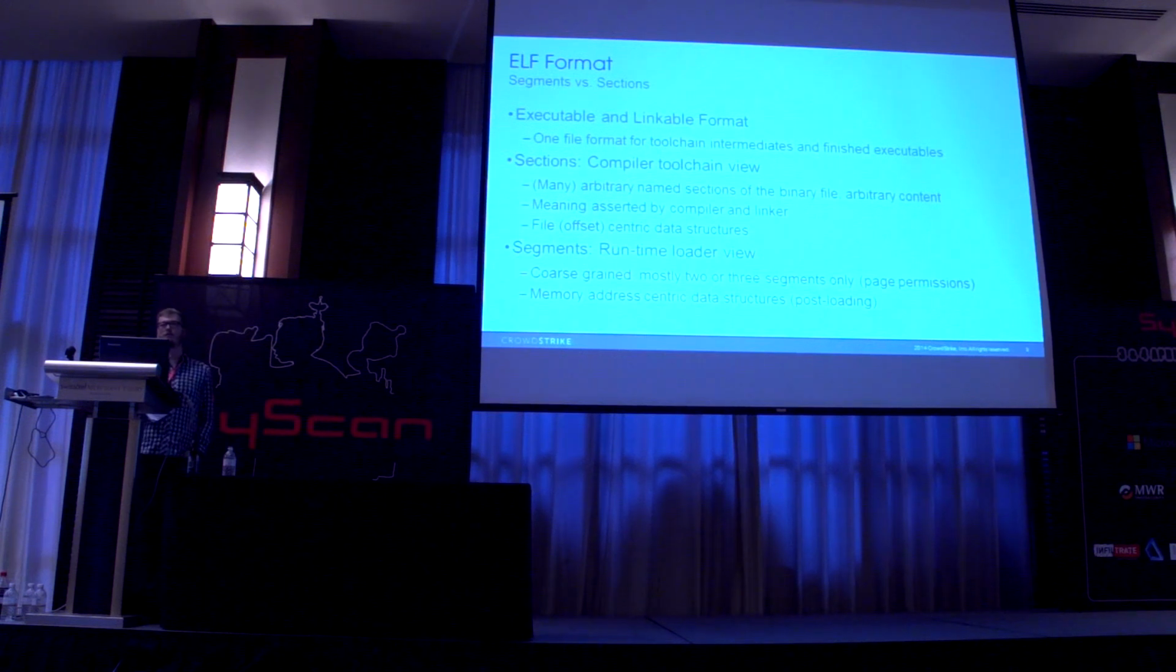So when people talk about the text section in executables, that's kind of mixing stuff up, because it's the code in the executable, but the sections are really something from the compiler toolchain. And the whole section thing is, of course, file offset centric. Because the compiler works with files on disk, it's easier for it to deal with offsets inside the file, so the sections are relative to the file start.